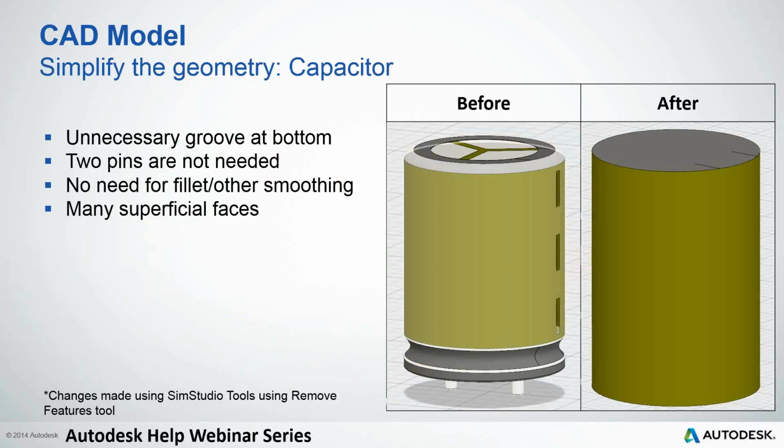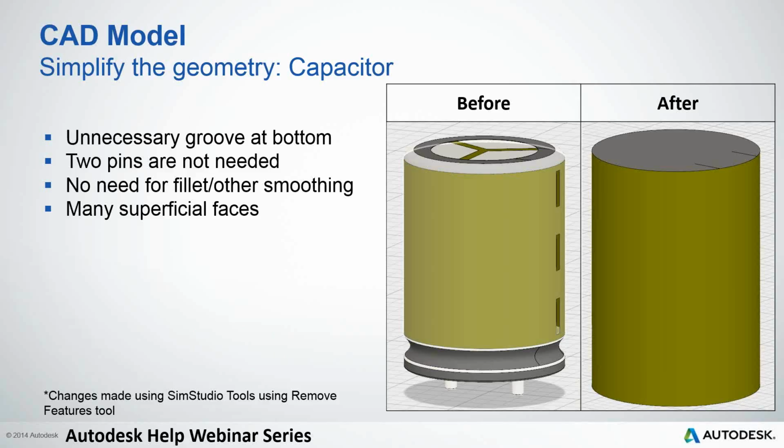In terms of how to simplify geometry, pretty much every single electronics board is going to have a capacitor. So this is a great example of how we need to simplify this. On the left we have the before, on the right we have after. The before model has fillets, different actual volumes, really way too many complicated parts.